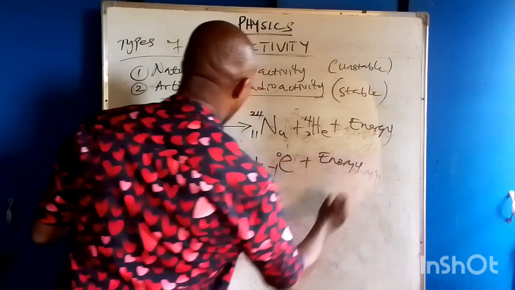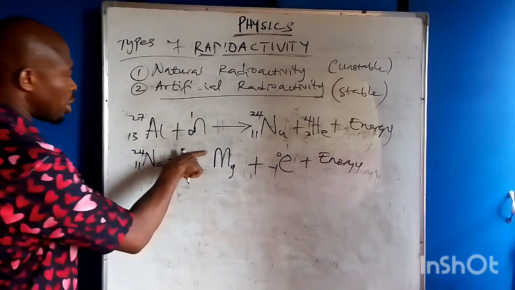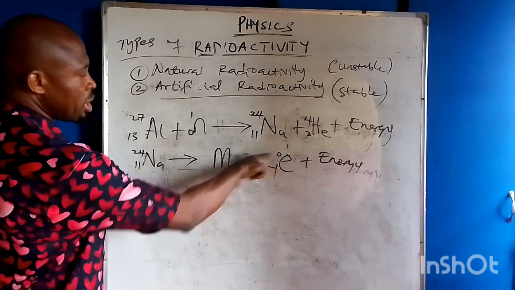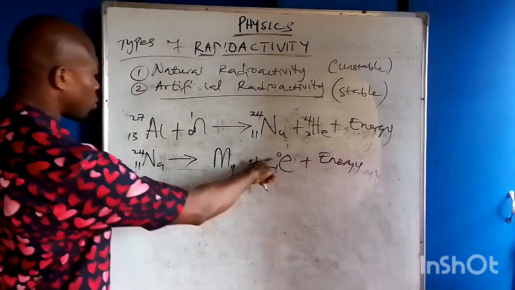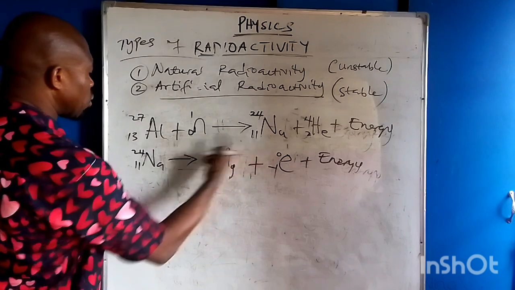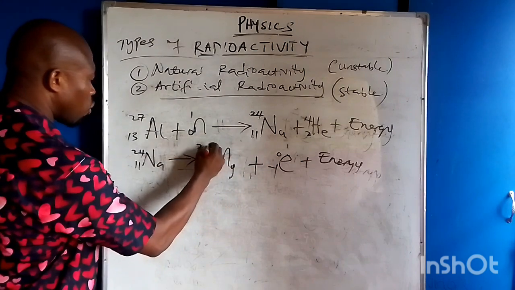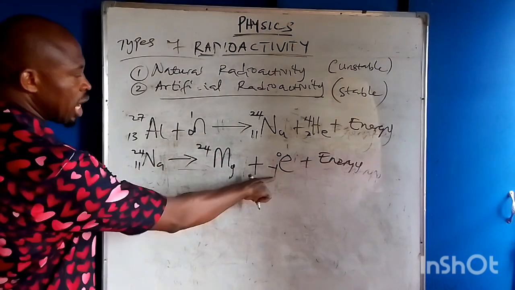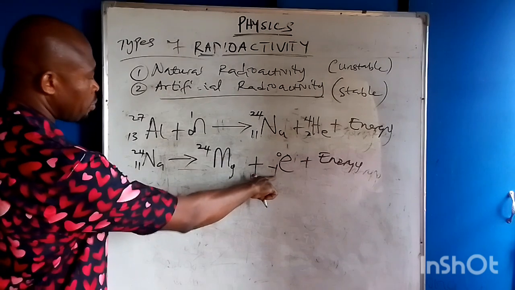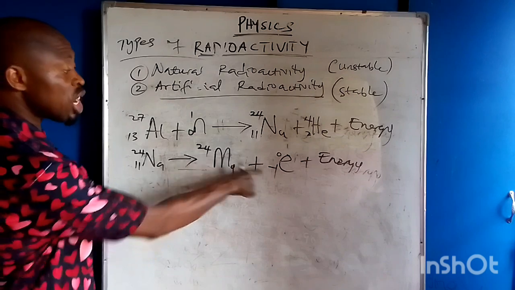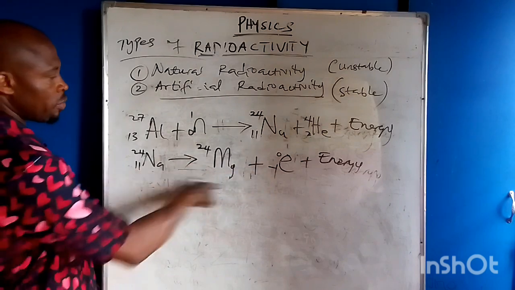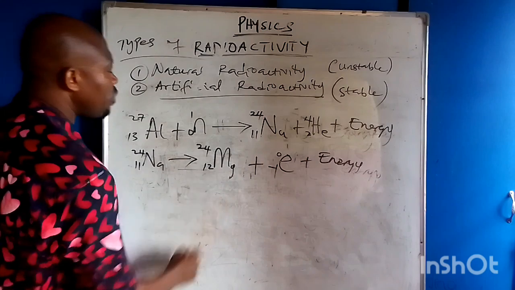So in other words, how do we get the mass number of this one? Of course, this new element, since it produced an electron or a beta particle, this one remains 24. Remember what you said earlier? Because of this minus 1, the atomic number of the new element will be increased by 1. So this is 11. If you add 1 here, we'll now have 12.